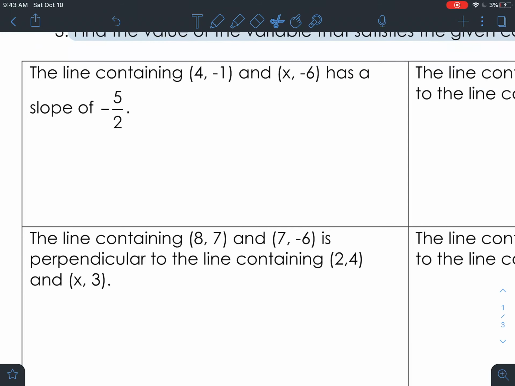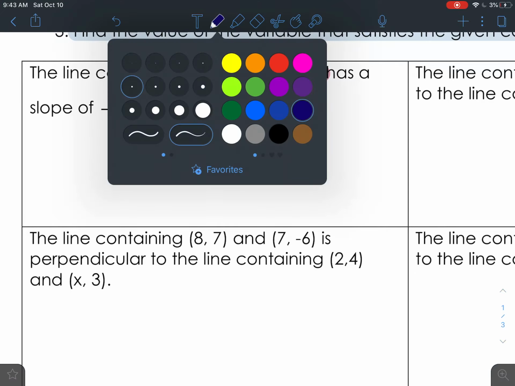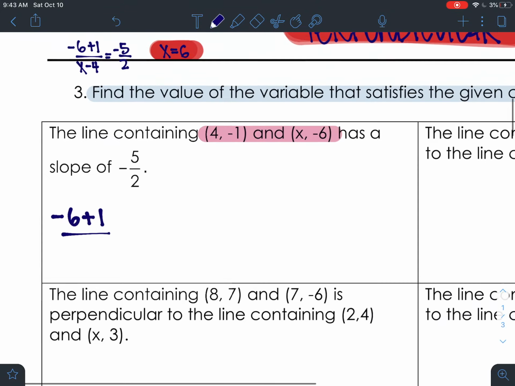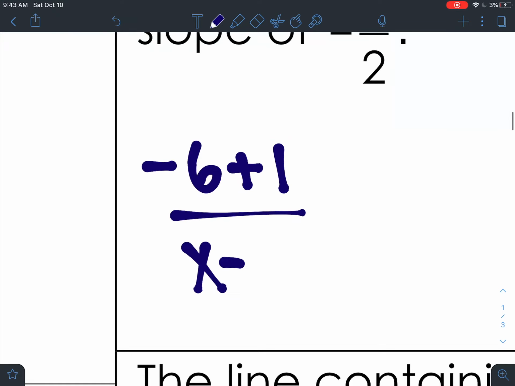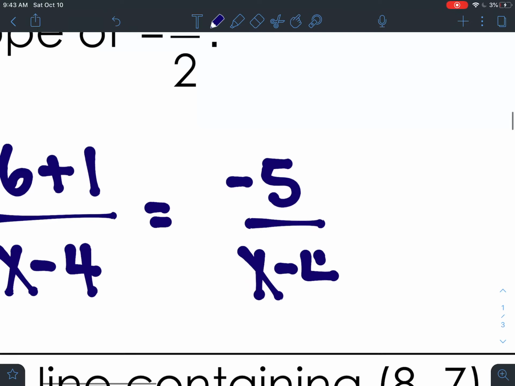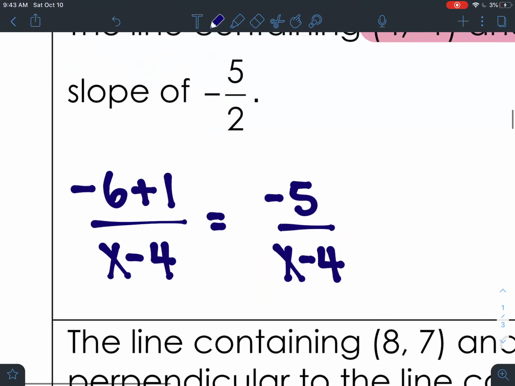So if you look at the first one, it says the line containing (4, -1) and (x, -6) has a slope of -5/2. So what I'm going to do is start here with these 2 points, and write the slope formula based off of those 2 points. So I'm going to go ahead and do -6 minus a -1, which turns into -6 plus 1, all over x minus 4, which simplifies into -5 over x minus 4. So that right there is an expression to represent the slope.